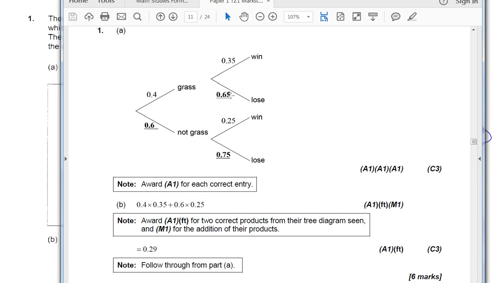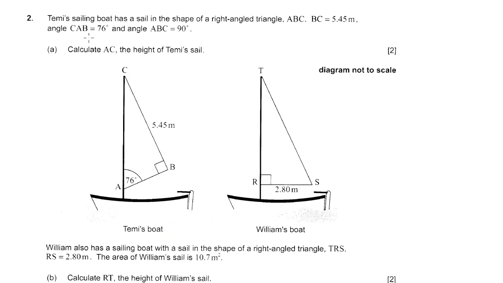So like if this was 0.55 instead of 0.65, if we use that incorrect number correctly down here, we would still get our 3 points down here. So we'd end up getting 5 out of 6. All right. Okay. Let's move on to problem number 2.